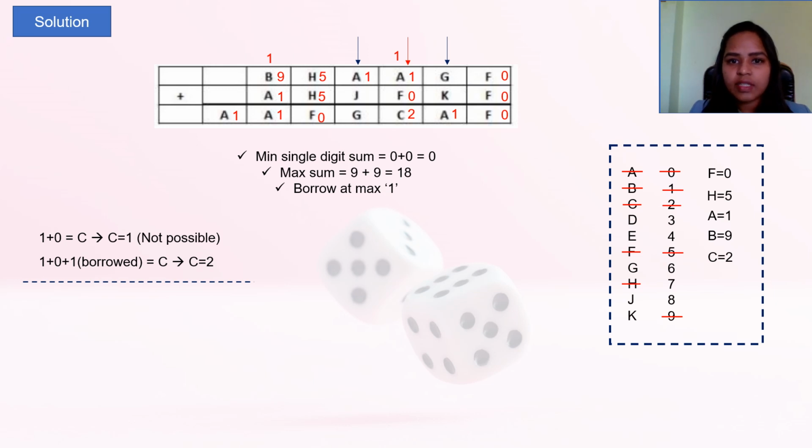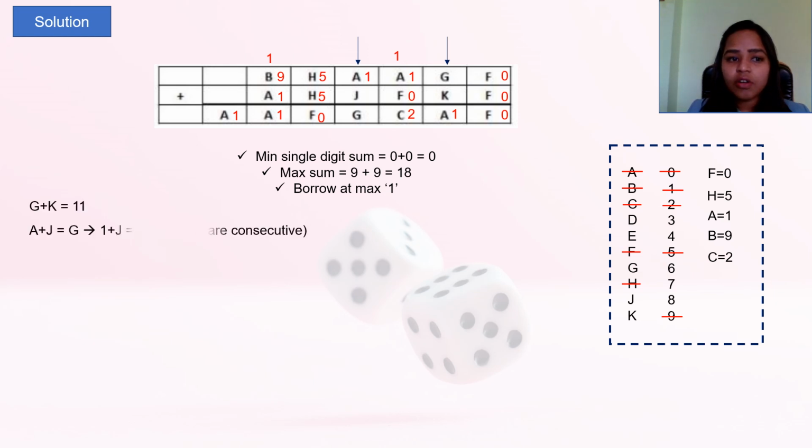And now let's look at the two columns which are left. We have on one side G plus K is equal to 11. We know that 1 is carried from C's case. And we have A plus J, that is 1 plus J is equal to G with no carry. So let us take these two into consideration. Now we know that 1 plus J is equal to G. This means that J and G are consecutive and J comes before G. So let us look at all the possibilities where J and G are consecutive with whatever numbers are left.